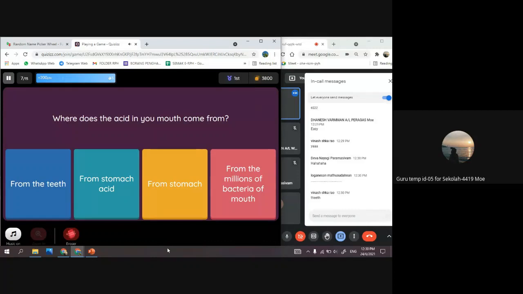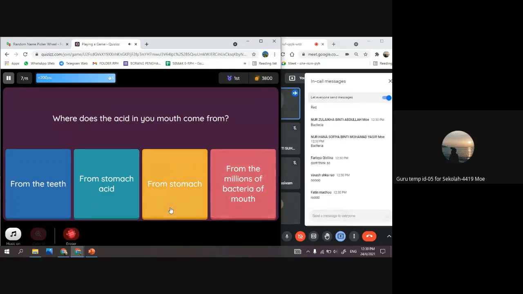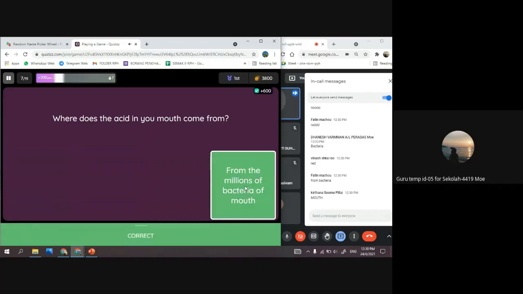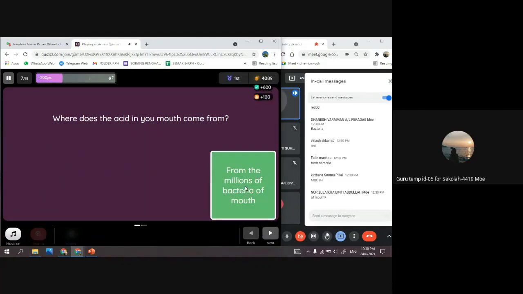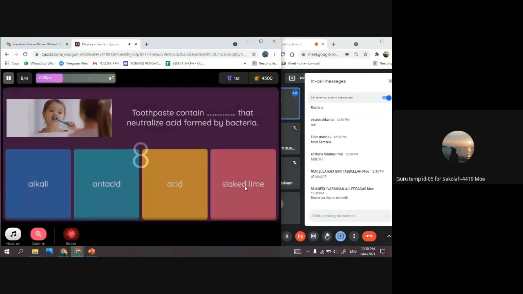Where does the acid in your mouth come from? Teeth, is it correct? No. Is it from teeth? No, bacteria, right? Okay, so the acid is actually from bacteria. Bacteria ni comes from the food that you eat. Bacteria of the mouth. Okay, remember Vinash? Yeah, bacteria that is on teeth. Okay, dalam mulut kamu pun.